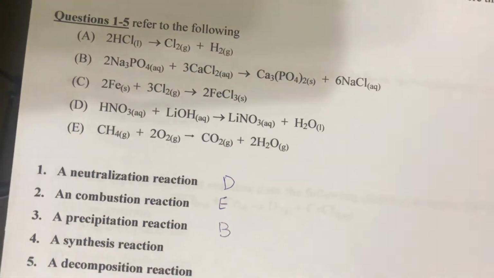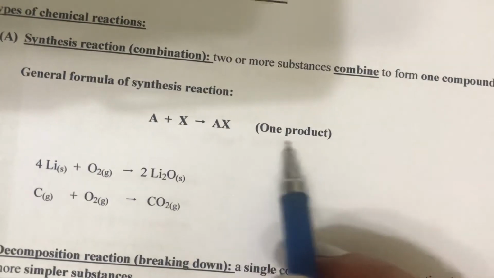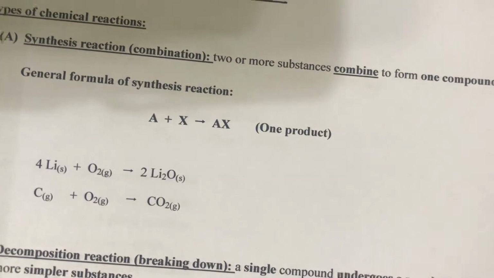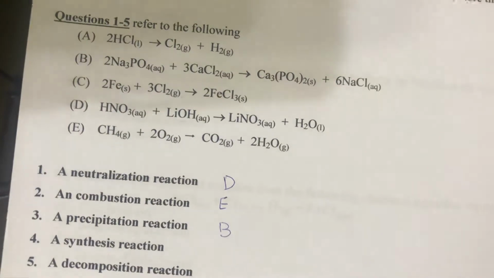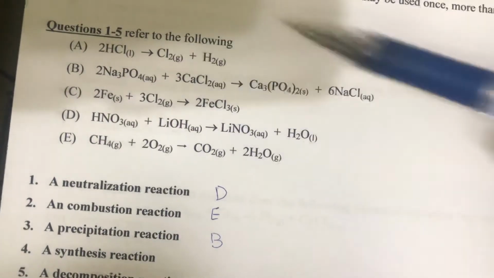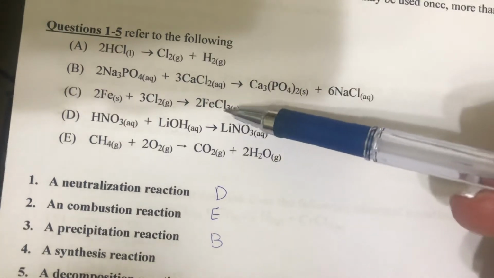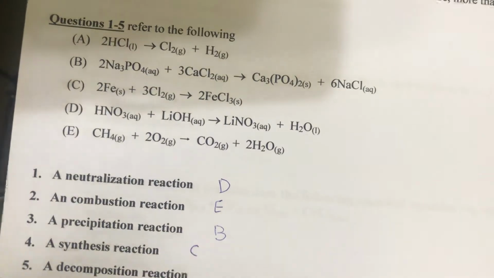Now a synthesis reaction. The general formula of synthesis reactions has one product. So you have to find in the following equations which of these has one product. So here two products, here one product. So the correct answer is C.